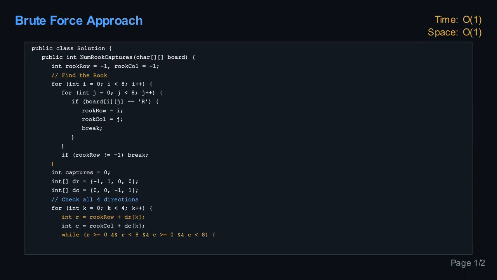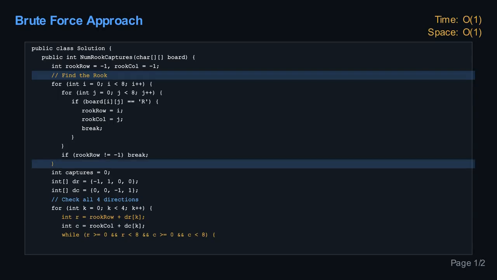A naive approach might involve iterating through the entire 8x8 board to find the rook. Once found, for each of the four cardinal directions, we could launch a separate traversal. Each traversal would start from the rook's position and continue until it hits a board edge, a blocking piece, or a pawn. This works, but it's not the most streamlined.